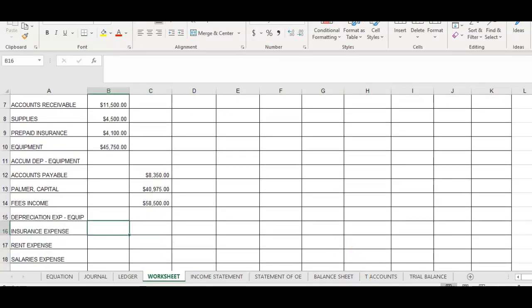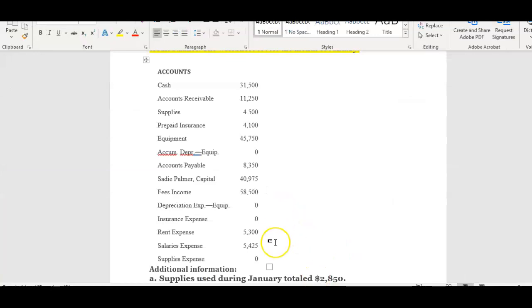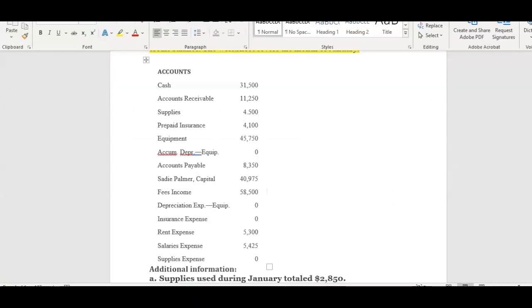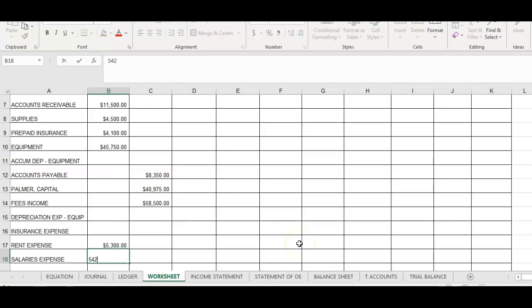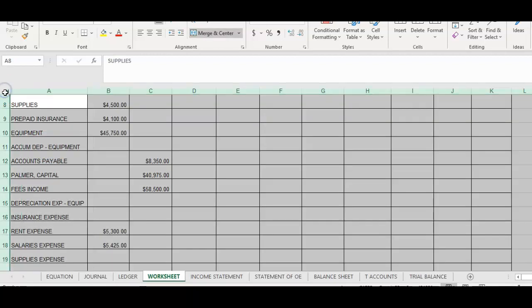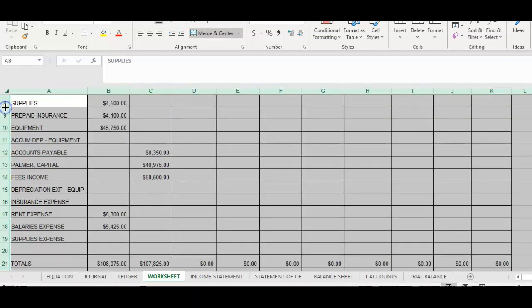Okay, I'll get down to my expenses, and we have rent expense and salary expense. And as you know, expenses have a normal balance shown on the debit side. So for rent expense, the amount is 5,300. Salary expense, that amount was, what was it? Okay, it was 5,425.